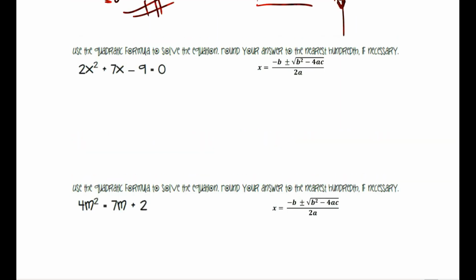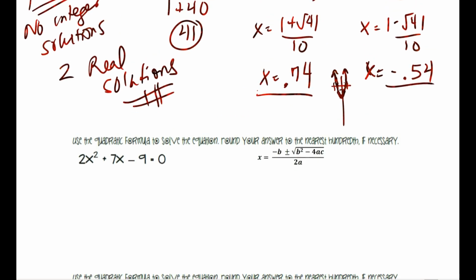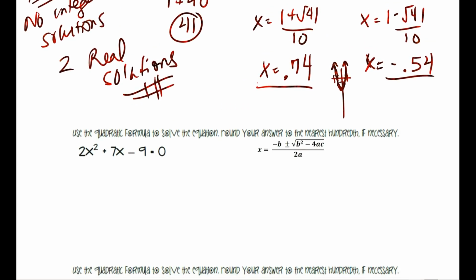Y'all got calculators. Oh, I'm sorry, y'all. I have to emphasize this. You, in your calculator, don't write this down, but you cannot do this in your calculator. You can't do 1 plus the square root of 41 divided by 10.